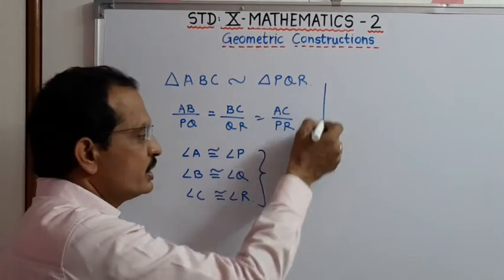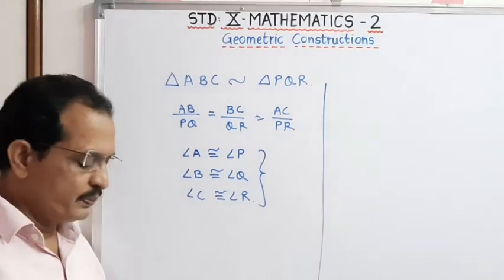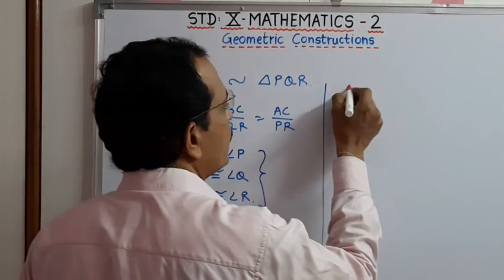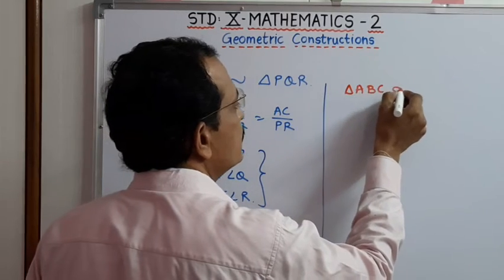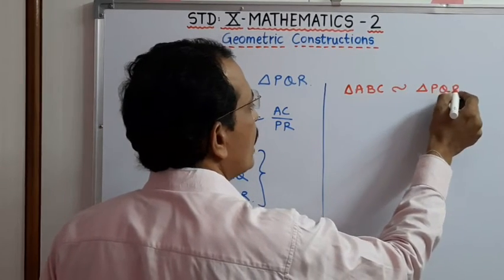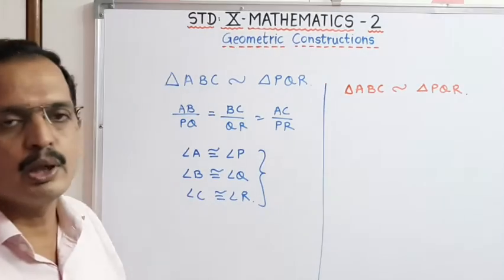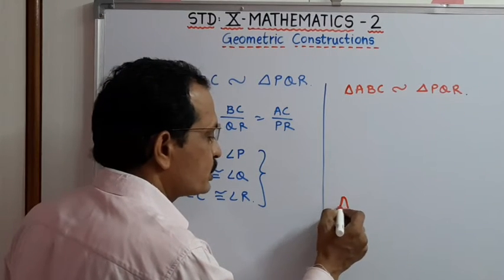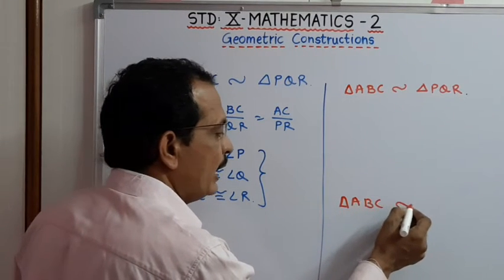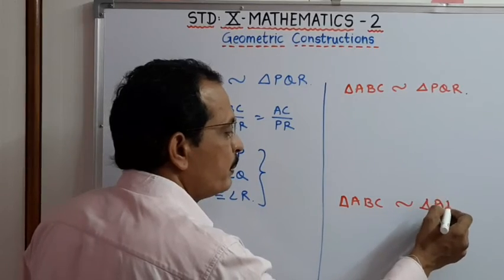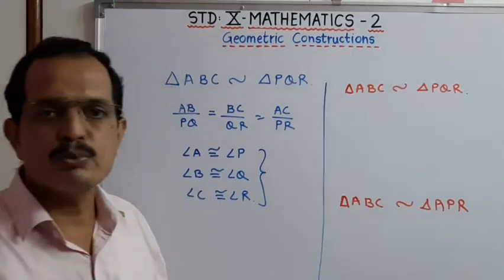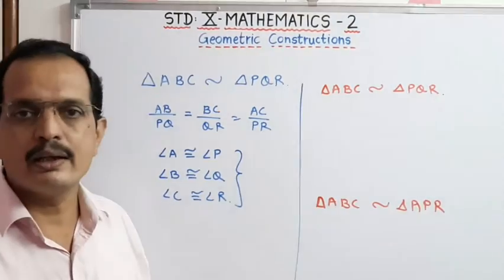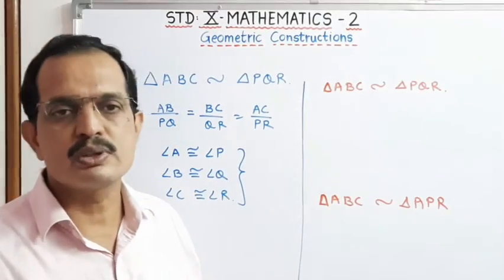Now in this construction, dear students, there are two types. How to find out the type? See here, I write triangle ABC similar to triangle PQR, and these two triangles we have to construct. Now what is the difference? See, I write another triangle, suppose triangle ABC and triangle APR. By observing the names of the triangles, we come to know that there are two types of construction of similar triangles.